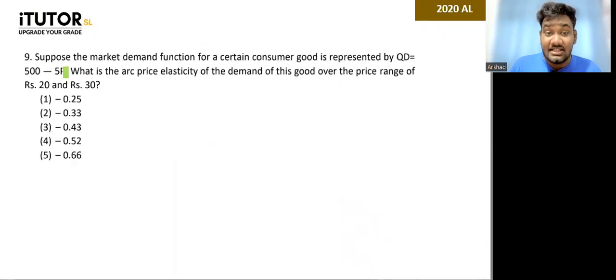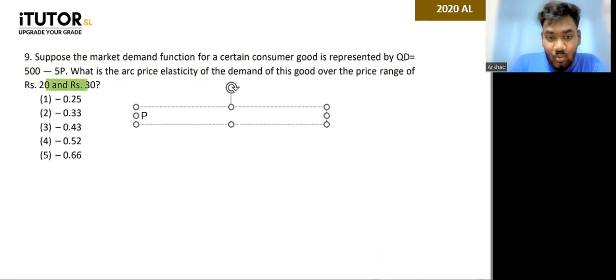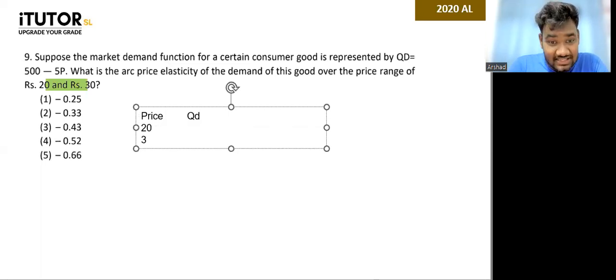Going to the next. Suppose the market demand function for a certain consumer good is represented by QD equals 500 minus 5P. What is the arc price elasticity of demand of this good over the price range of 20 and 30? Good question. So first of all, guys, can you calculate and tell me when the price is 20, what is the QD? When the price is 30, what is the QD? Can you all substitute into the equation and give me the numbers? When the price is 20, it's 500 minus 5 into 20. How much is that?